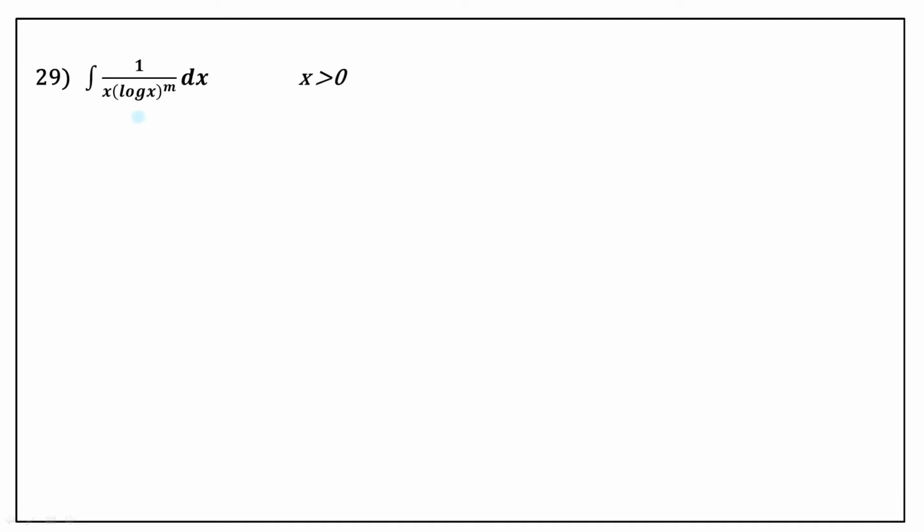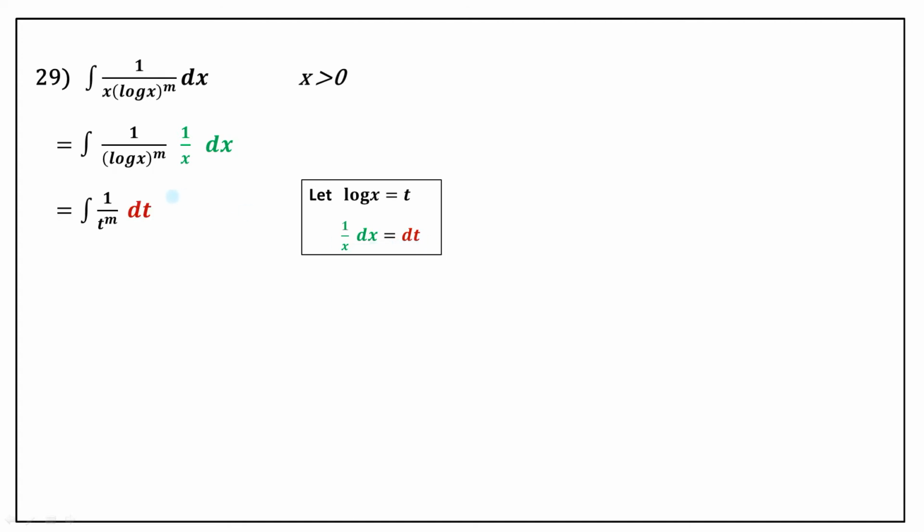Integration of 1 by x into (log x) the whole to power of m. So since log x is there, if we differentiate log x, we should get 1 by x, right? So let me separate like this. And the other basic idea is (log x) the whole to power of m is a function to power of function. So let me take log x as t, and differentiation of log x is 1 by x into dx, because we are differentiating x, is equal to 1 into dt.